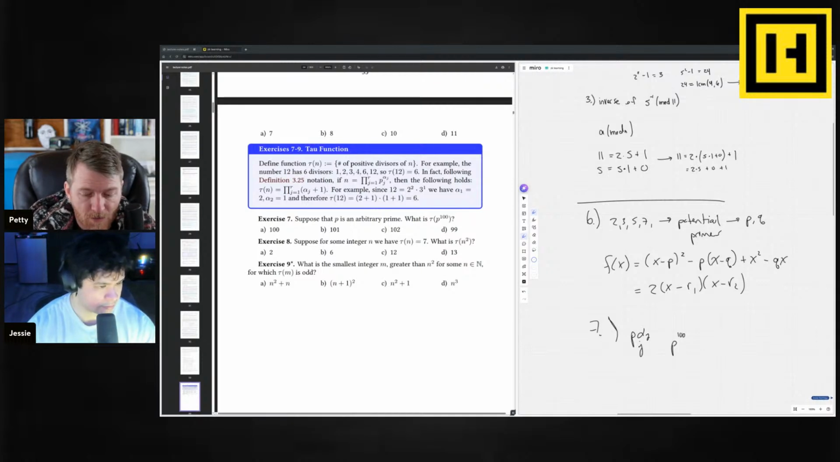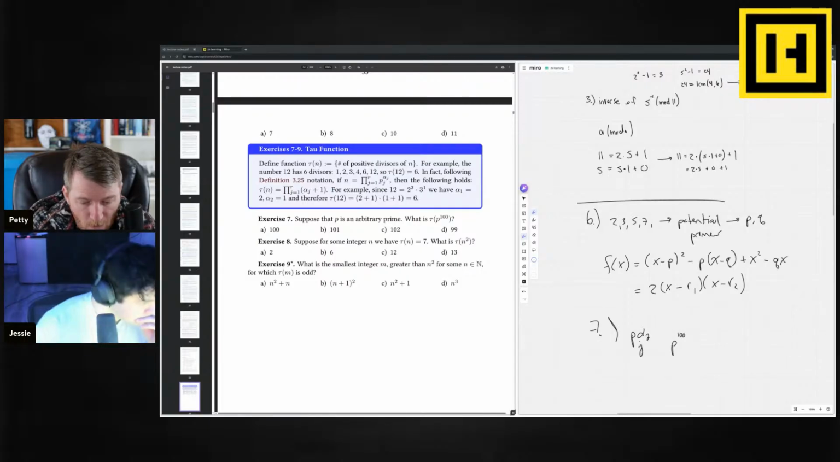Isn't it just 101? I think it's just 101. Because it gives us the p. P is 100. It gives it to us. Tau of p to the 100. Hold on. And it's just alpha j. Alpha j is 100. Okay. It's 101.